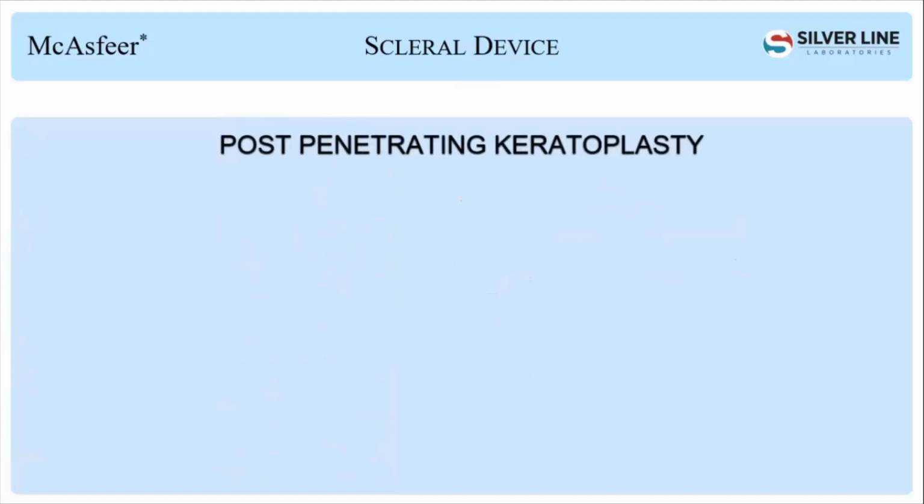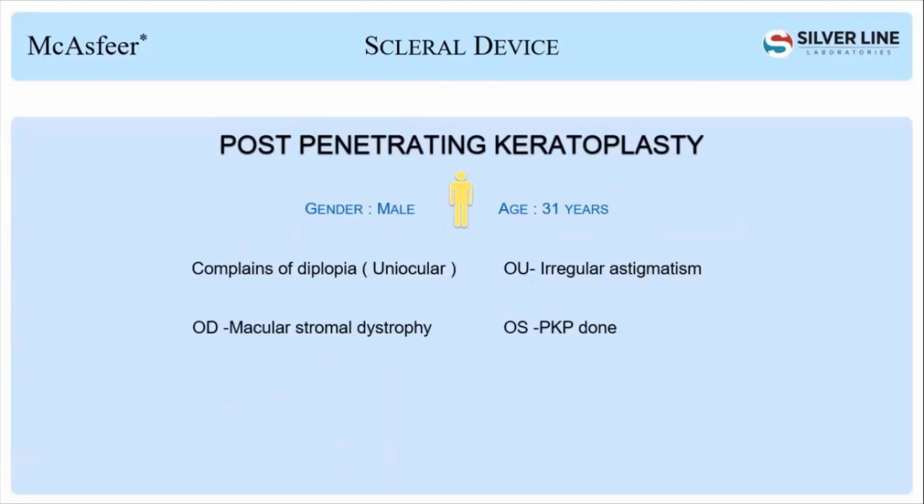The next patient we have here is post-penetrating keratoplasty. He was a 1-year-old male, and his complaint was uniocular diplopia, because in one eye he has good vision and in the other eye very less vision. In the right eye macular stromal dystrophy was there. In the left eye PKP was done, so there was a corneal haze also. First we wanted to try the eye with very reduced vision and improvement. In the OD pinhole improvement was not there, so we will do that later.